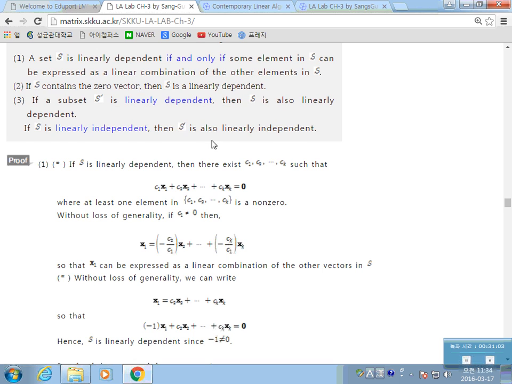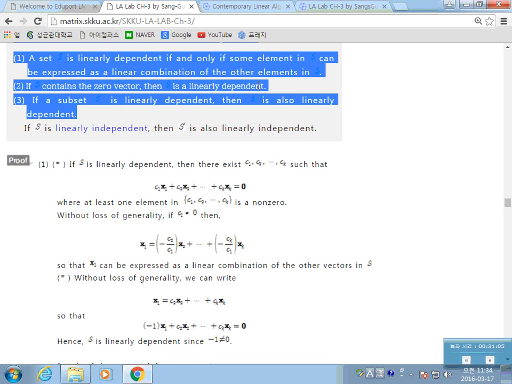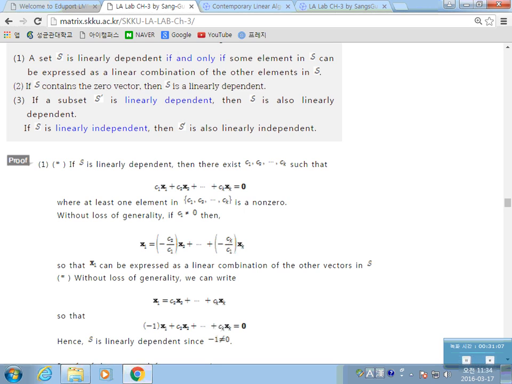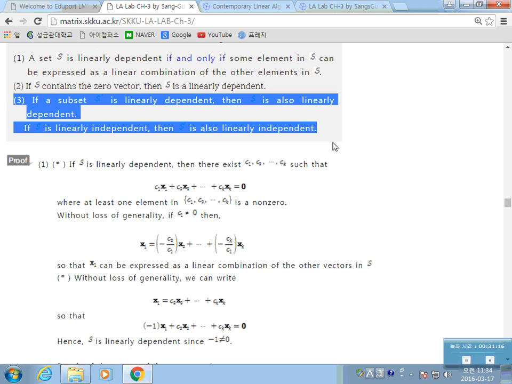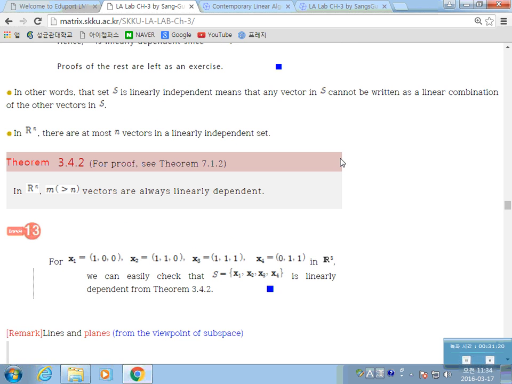Hyunjin, you may explain why this is true, the second part. And Kangseok, you may think about why this is true for the third part. Okay? And share it in Q&A. Next.